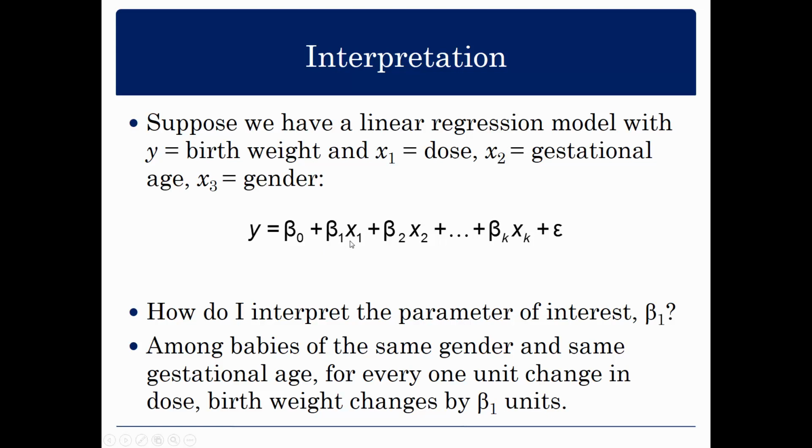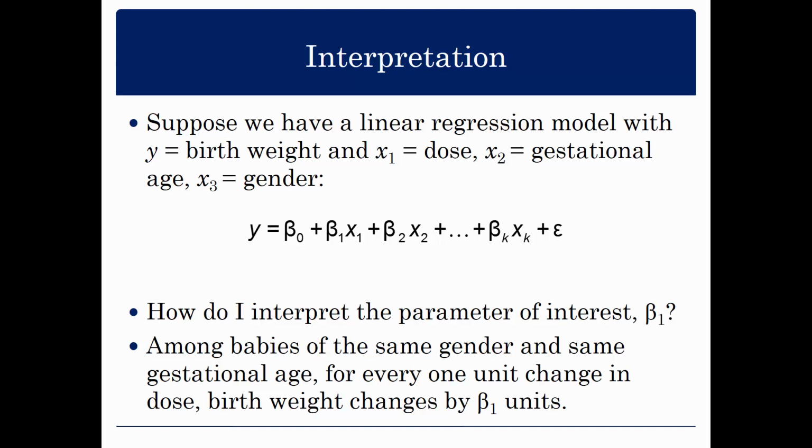So if I fit this equation to my data, and I want to interpret that parameter of interest, beta 1, I can't just say that as I increase dose from dose level 1 to dose level 2, or by 10 milligrams, or whatever the unit is here, I can expect birth weight to increase by beta 1 units. I can't say that. I actually have to fix all of the other factors in the experiment in order to interpret that. So I have to say, among babies who are the same gender and the same gestational age, I can expect for every 1 unit change in the dose, a birth weight increase of beta 1 units.